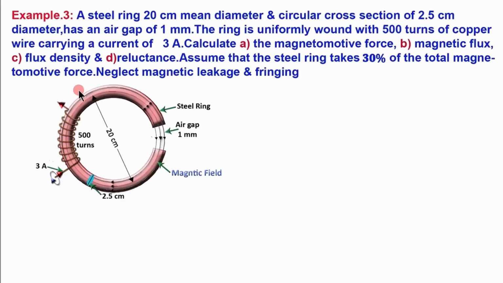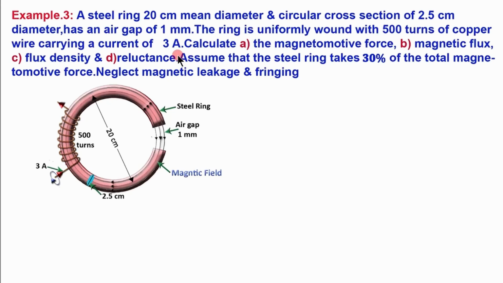In this question, a steel ring of 20 cm diameter and a circular cross section which is having a diameter of 2.5 cm and having an air gap of 1 mm is given. In this ring, it is uniformly wound with 500 turns of copper wire which carries a current of 3 ampere.